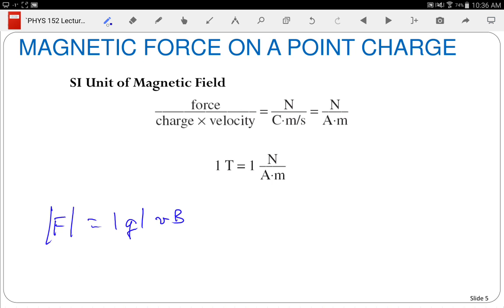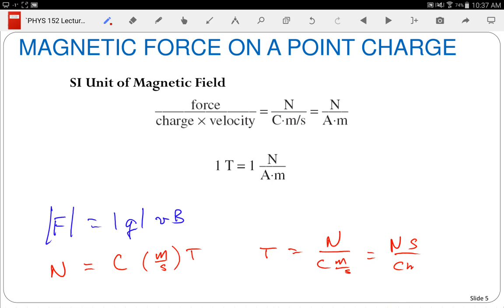If I look at the units for that, my units are going to be newtons equals coulombs, meters per second, Teslas. So solving that for what a Tesla is, a Tesla must be equal to a Newton per coulomb meter per second, or a Newton second per coulomb meter. So that is the standard unit of magnetic field.